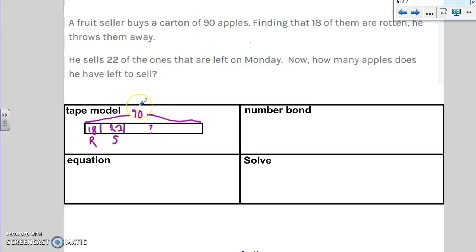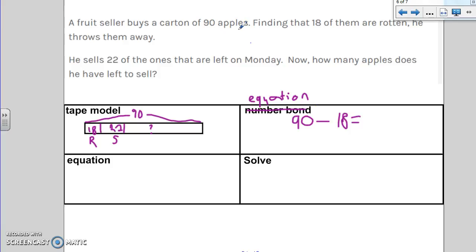So the first thing that we are going to need to find out is how many he had after he threw the ones that were rotten away. Okay, so we're actually going to have two equations. So I'm going to cross this out and just write equation, because we need to solve with two different equations. My first equation is going to be my whole, which is 90. That's how many apples he started with, minus 18, the part that he had to throw away because they were rotten. So my first equation that I need to solve is 90 minus 18.